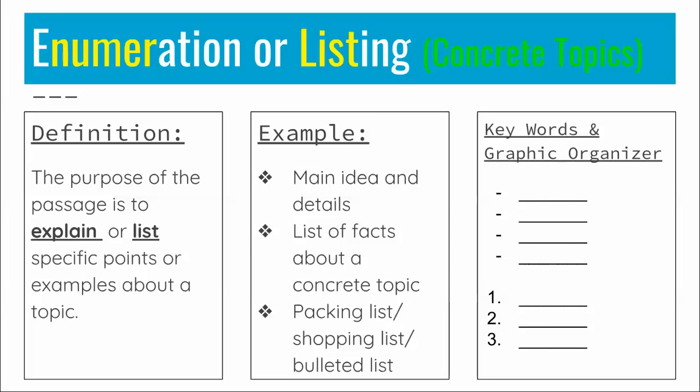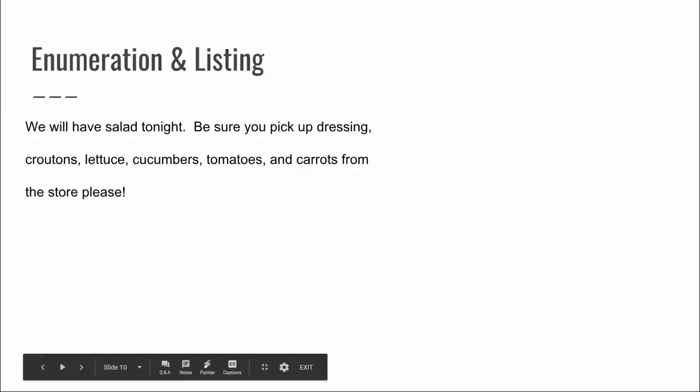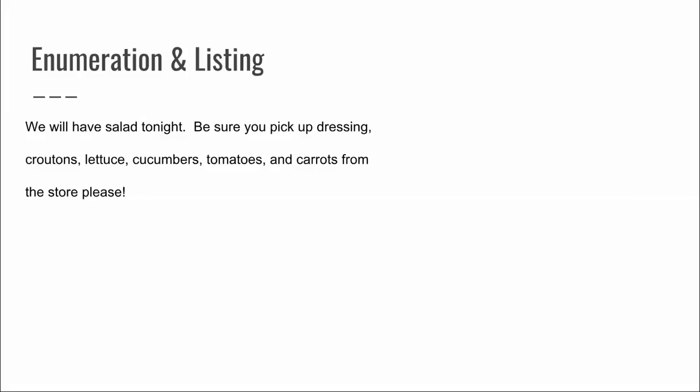And take a look at our graphic organizers here. We've got a list of things. We will have salad tonight. Be sure you pick up dressing, croutons, lettuce, cucumbers, tomatoes, and carrots from the store, please. This is a very simple enumeration and listing. You clearly see that list.